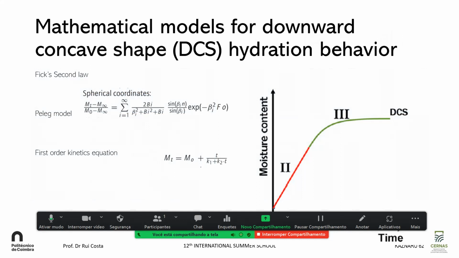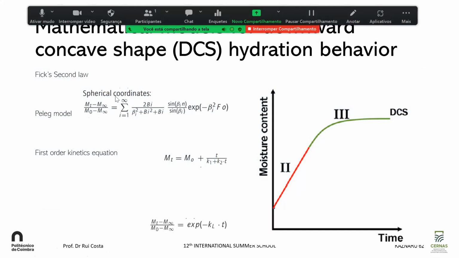Just to show you the type of equations that we apply if we have a downward concave shaped curve. You see here Fick's second law. It can have different aspects, according to the shape and the external conditions of mass transfer.